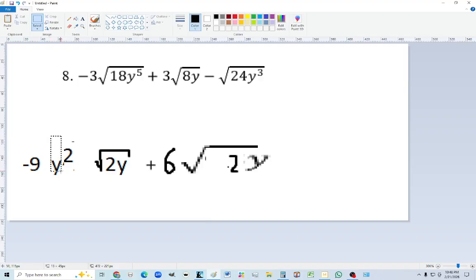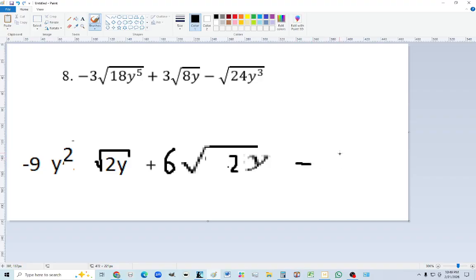Not sure what I'm going to do with this y squared. And finally, this next one is 8 times 3. That's not going to do it. 24 doesn't have a square root. 4 has a square root. 4 times 6. And 6 has a square root of 3 times 2. Not sure what that's going to do. Anyway.